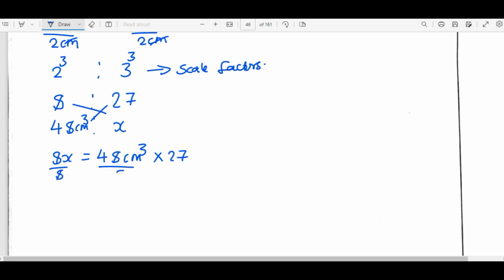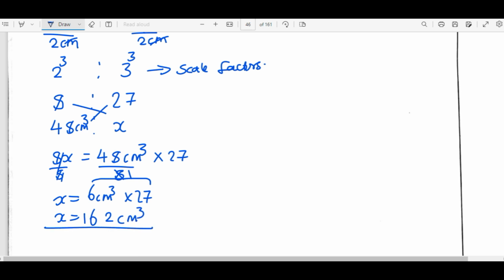Here we can just divide by 8. So we'll say 8 into 8 is 1. Then 8 into 24 is 3. 8 into 48 is 6. So we have 6 centimeters cubed multiplied by 27. Then we do this multiplication. 6 times 7 is 42. We keep the 4. 6 times 2 is 12 plus 4. So the final answer is 102 cubic centimeters of the larger cylinder.